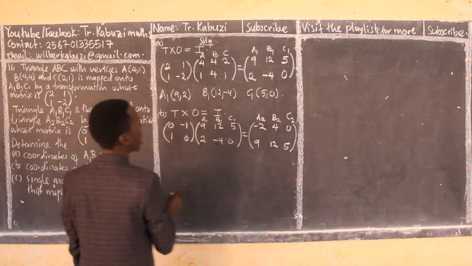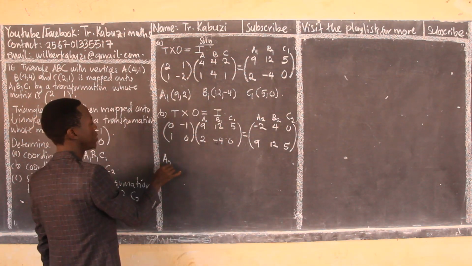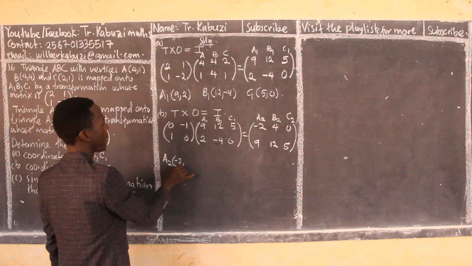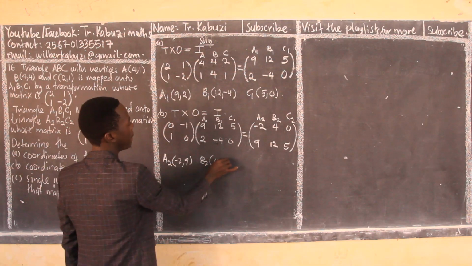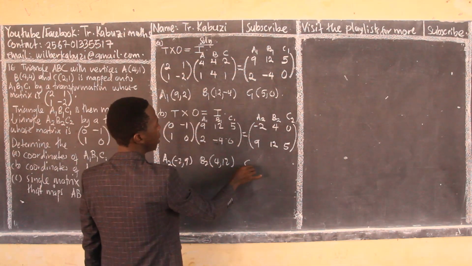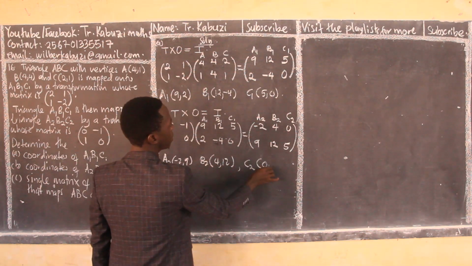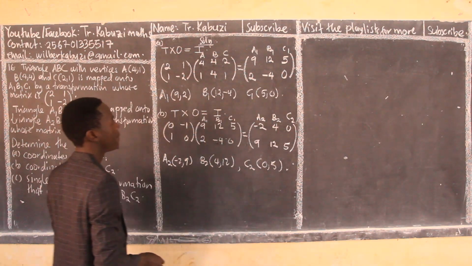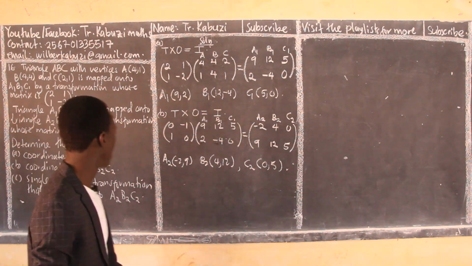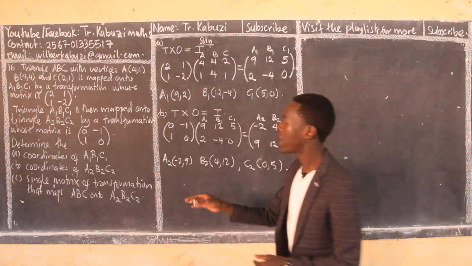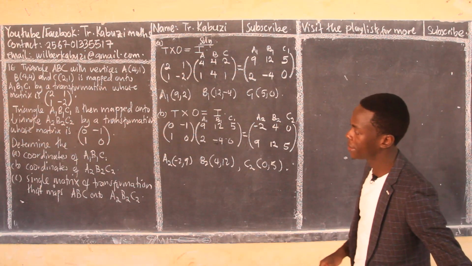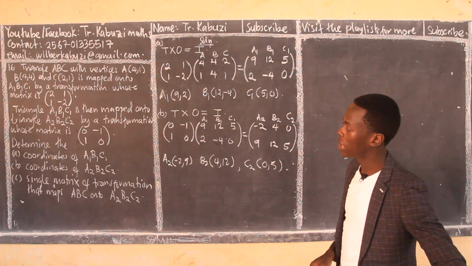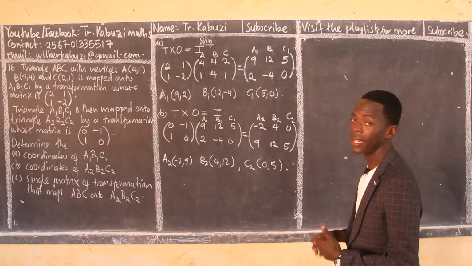So now I come here and write my coordinates of A2, B2, C2. And then there I have my next 5 marks. Then the last 2 marks: we are to find a single matrix of transformation that maps ABC onto A2, B2, C2. That is very easy.